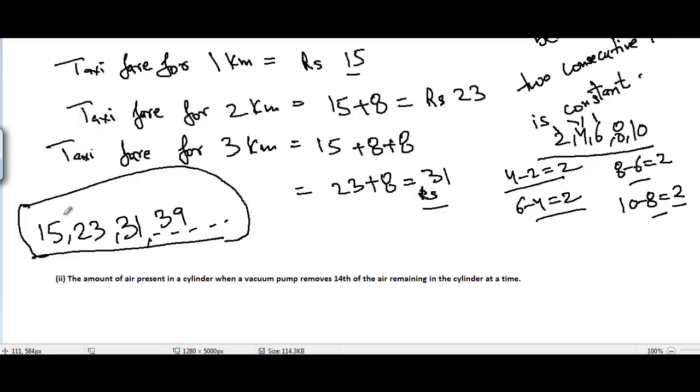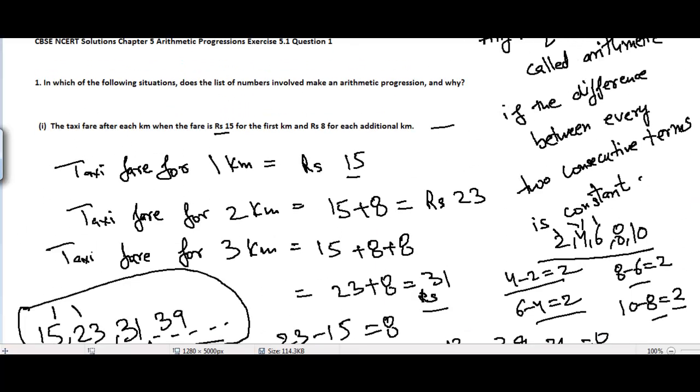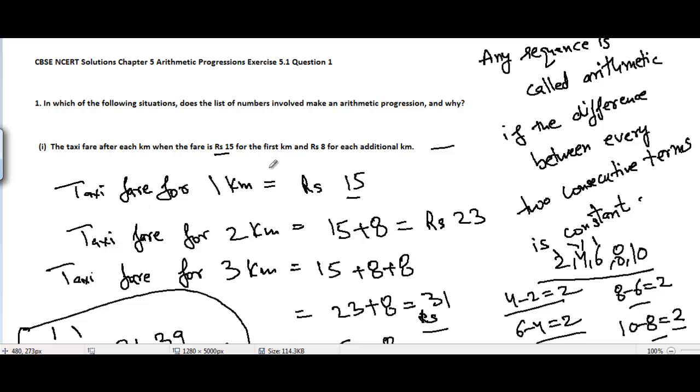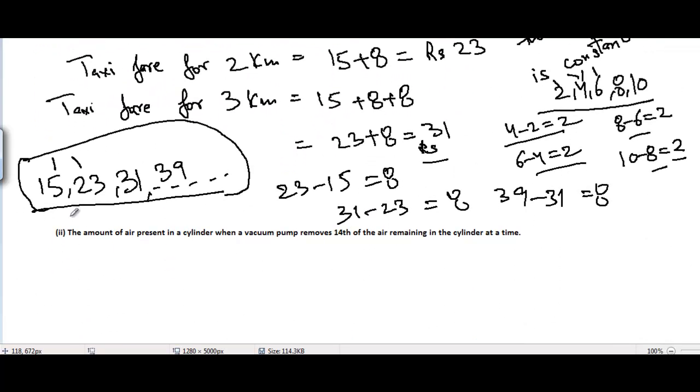Okay, let's check the difference between any two consecutive terms. The difference between 23 and 15 is 8, and 31 and 23 is also 8, and 39 minus 31 is also 8. So the difference between any two consecutive terms is constant. So that's why this situation given is related to arithmetic progression. So the answer is yes, the difference between two consecutive terms is constant. That's why the situation is related to AP, and the numbers related to this problem make an AP.